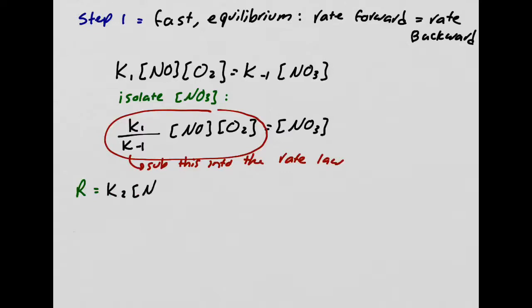K2 times NO times NO3. Now, again, I'm going to sub this out. What am I going to do? Instead of having NO3, I'm going to plug this one in. So I'm going to sub this out, because I isolated this whole thing as equal to NO3. Okay? Hopefully you're with me so far. So now, what that means is R is going to equal K2 times NO. Now, instead of writing NO3 concentration, I'm going to write this one out.